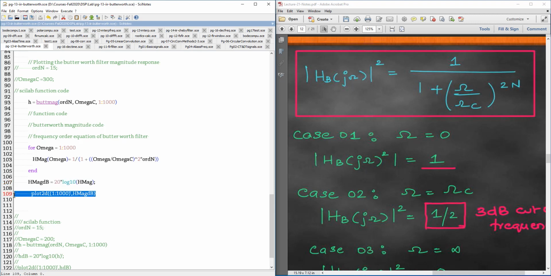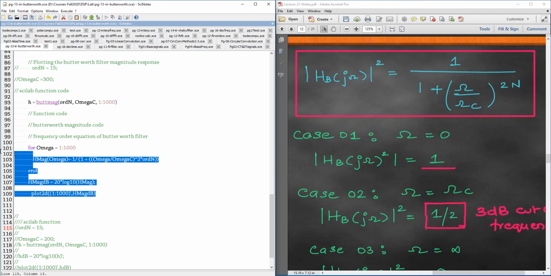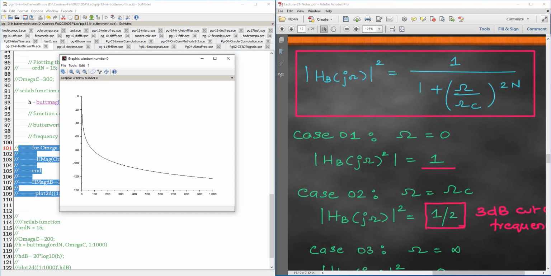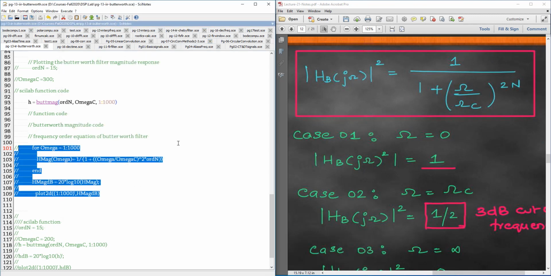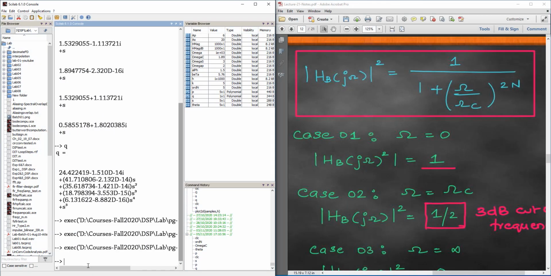Once you get this magnitude, it is not in dB. If you want it in dB, you do the 20 log and then you plot it. Alright, so that is the response you are seeing in your plots here. So you can plot the magnitude response. Now let us see how the Scilab functions look.